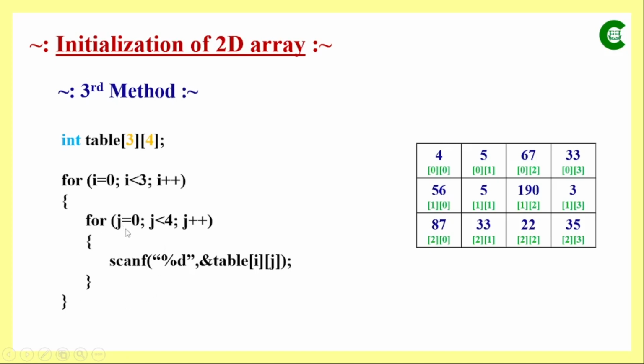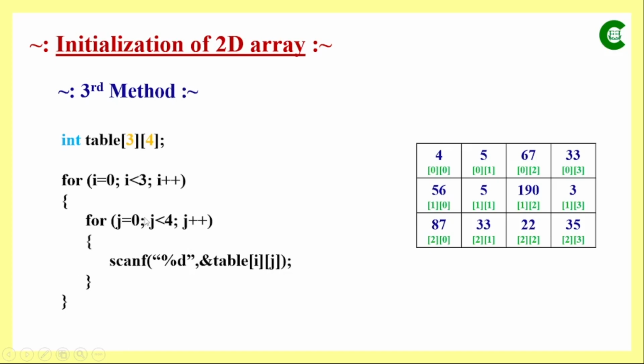So the j value will be incremented by 1. Now the j value will change from 0 to 1. So i is equal to 0 and j is equal to 1. That means the 0, 1 position, or the second element of that 2D array. So whatever value we now enter from the terminal will be stored in this place, i is equal to 0 and j is equal to 1, as the second element of that array.